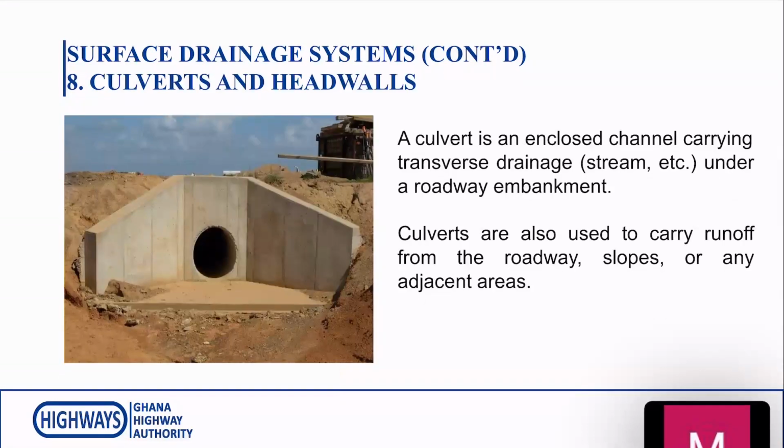The next one we look at is culverts and headwalls. We are all very familiar with this drainage structure. A culvert is an enclosed channel that carries transverse drainage, maybe water, stream, etc., under a roadway or an embankment. They are also used to carry runoff from roadway slopes or any adjacent areas.